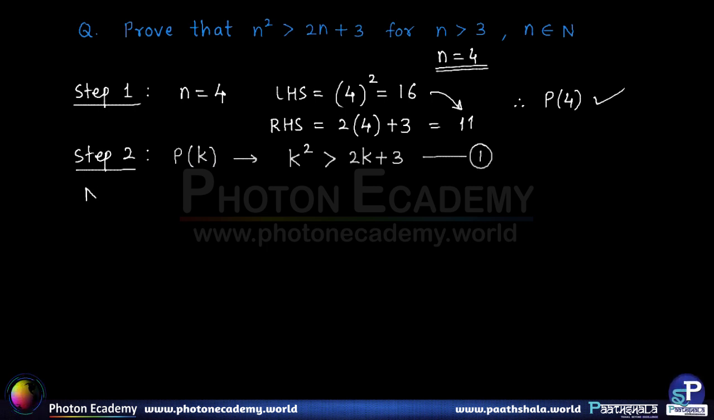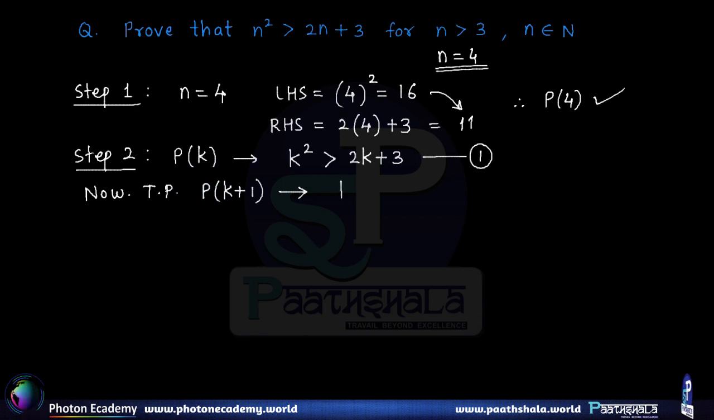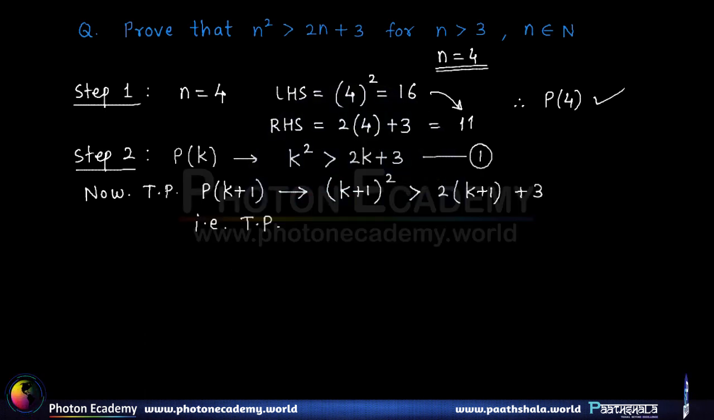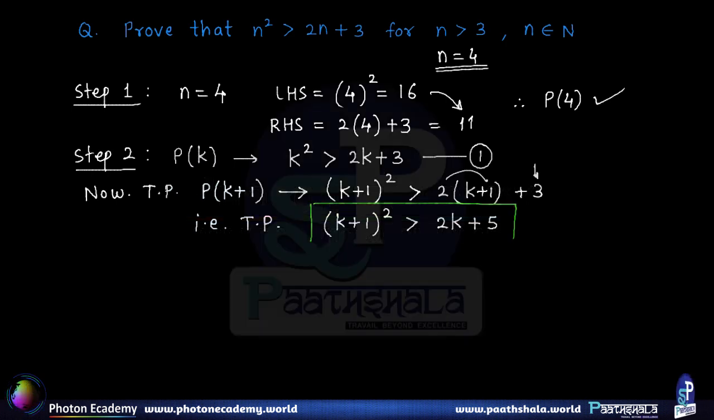Okay, now what we have to prove is p of k plus 1. That means what we have to prove is, in place of k, let us substitute k plus 1. So we have to show that k plus 1 the whole square is greater than 2 into k plus 1 whole plus 3. So that is, we have to prove that k plus 1 the whole square is greater than 2k plus 2 plus 3, that is 2k plus 5. So basically this is the inequality that we have to prove in order to complete the induction.